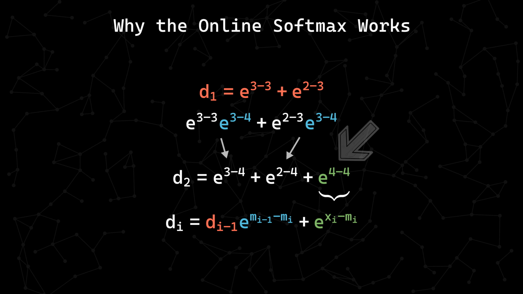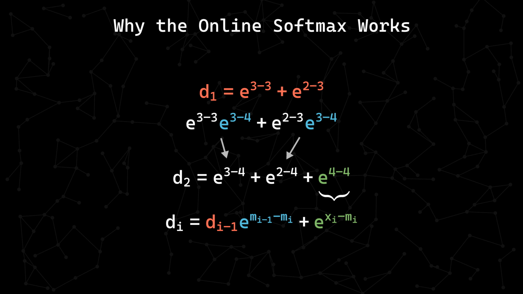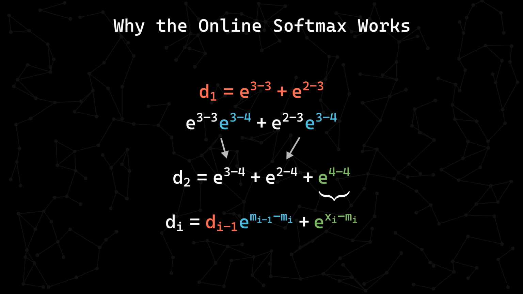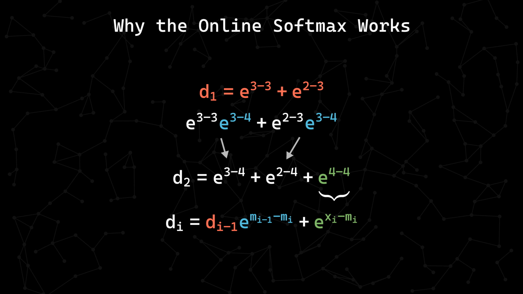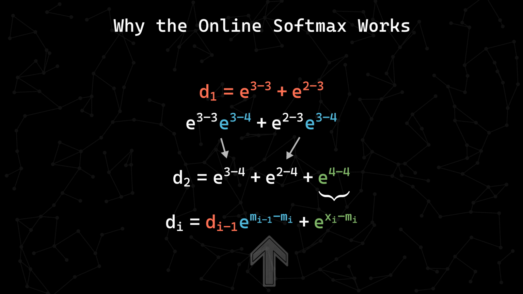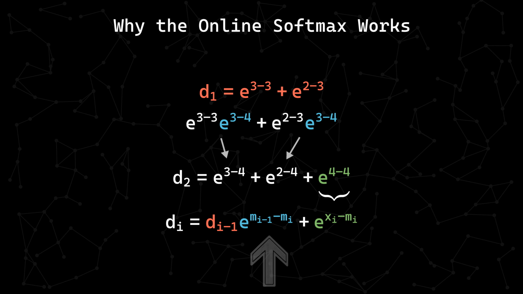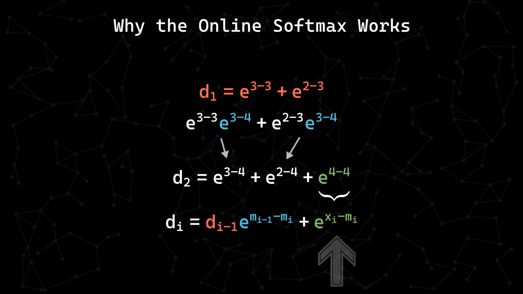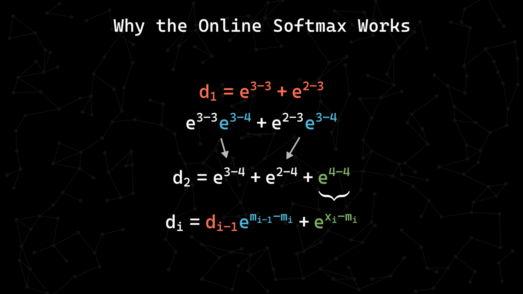Again, this is only efficient because we're storing d sub 1 as a single value while running this algorithm. The bottom equation summarizes our steps. All we had to do is multiply d sub 1 by e raised to the old max minus new max, or e raised to m sub 1 minus m sub 2, and add the new exponentiated value in order to get d sub 2. And that's it.